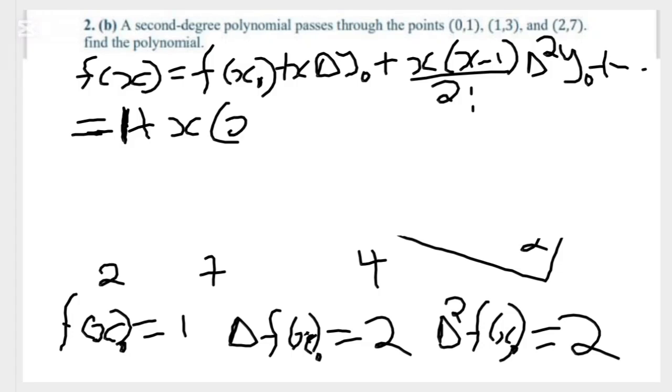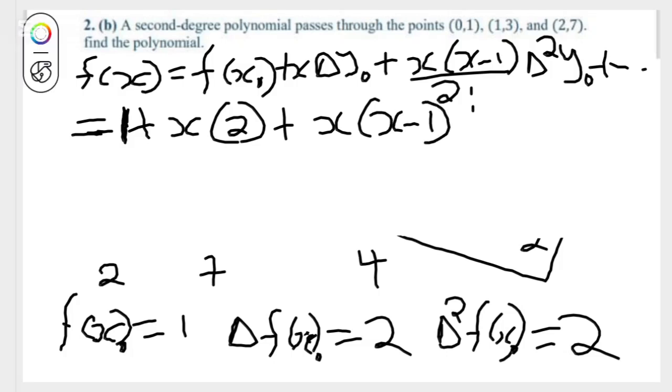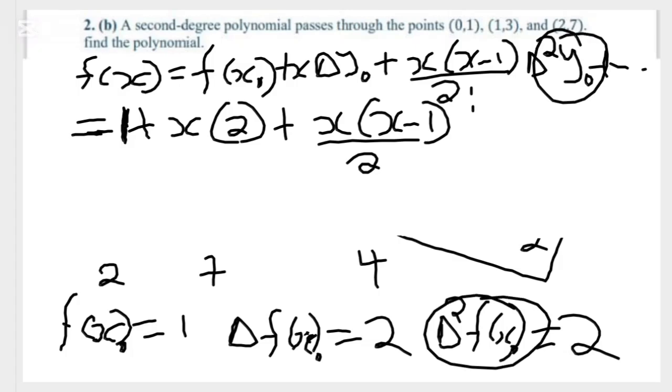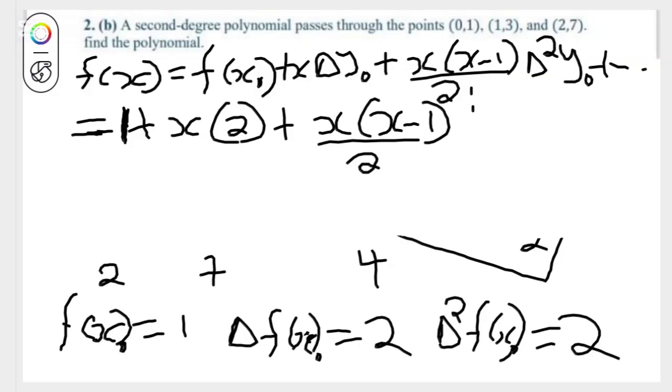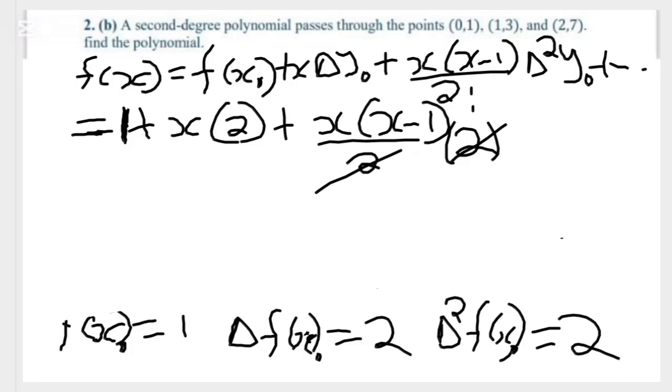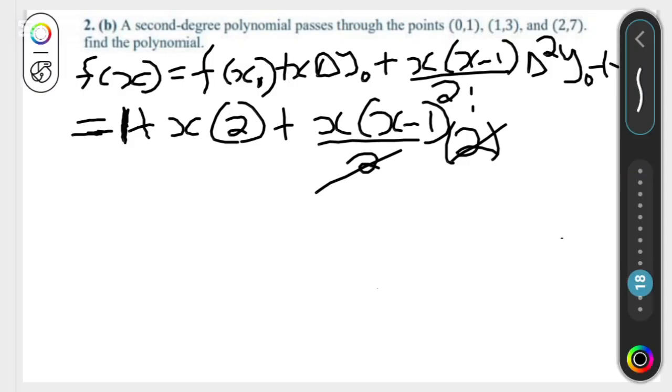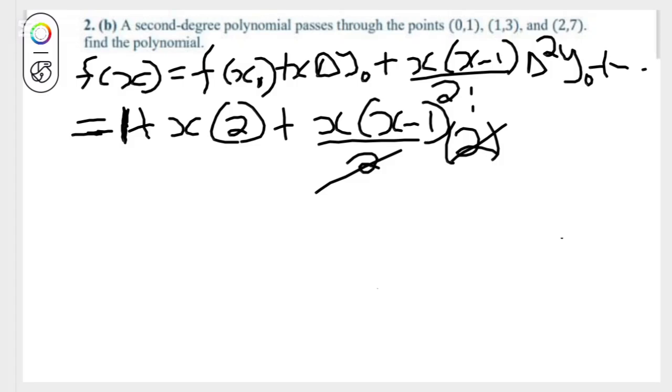So I'll now say 2, plus I have x here. I have x minus 1 divided by 2 factorial, which is the same thing as 2, and therefore I have d square y naught, which is this. So therefore I will say multiplied by 2. But don't forget this 2 will go with this 2. At the end, I'll have something like this.